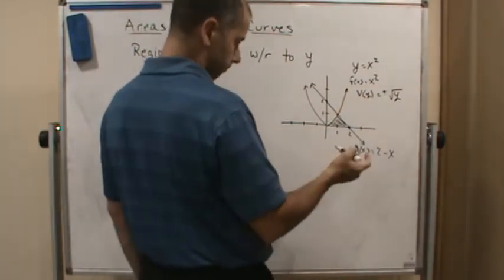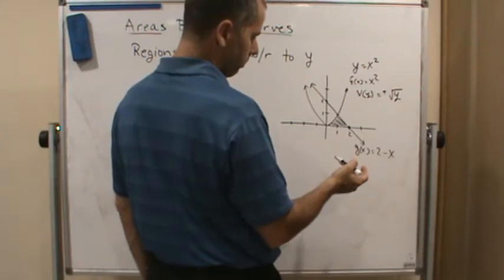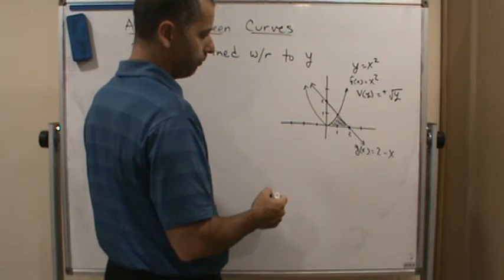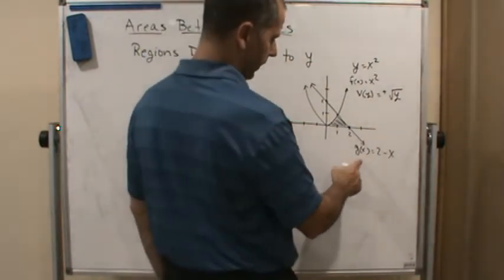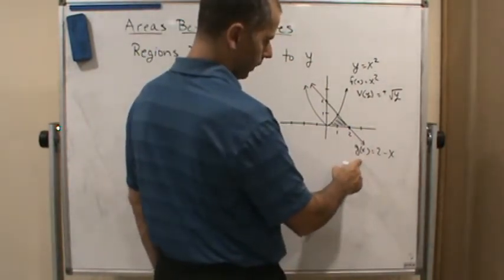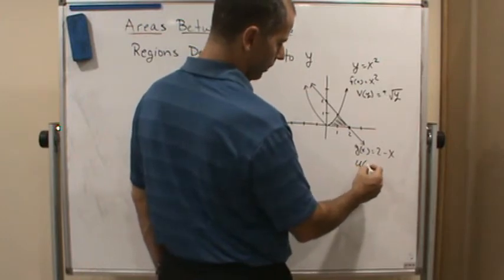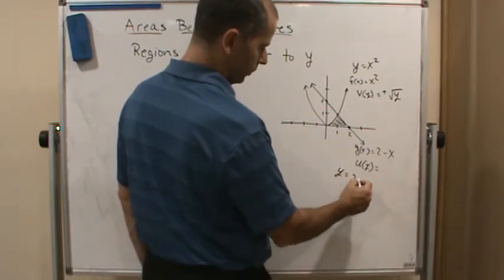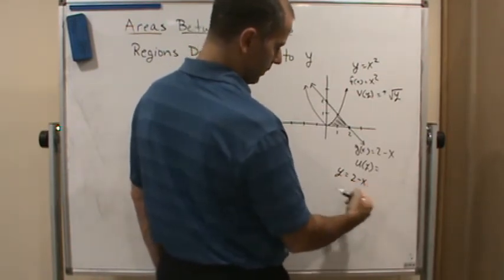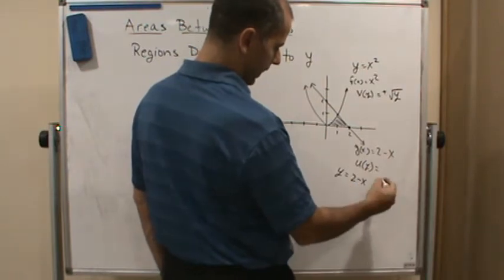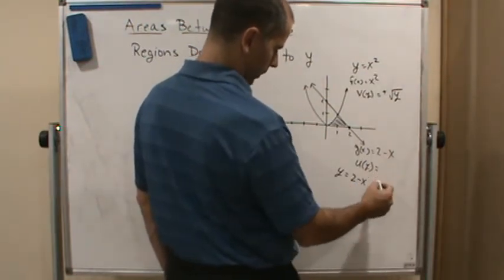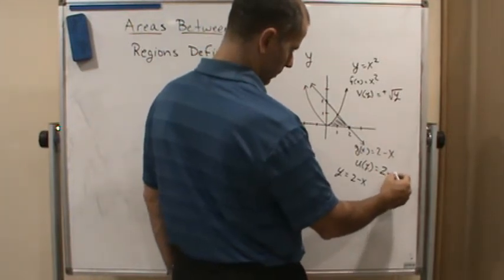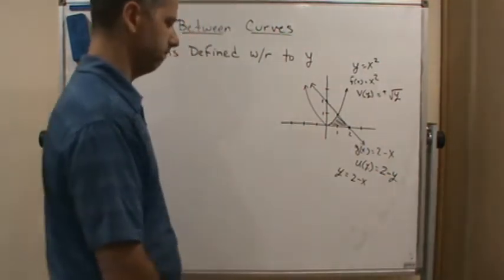Now, u. We could have just defined u of y, and in this case, again, if we start with y equals 2 minus x, we can solve for x and make this into 2 minus y.